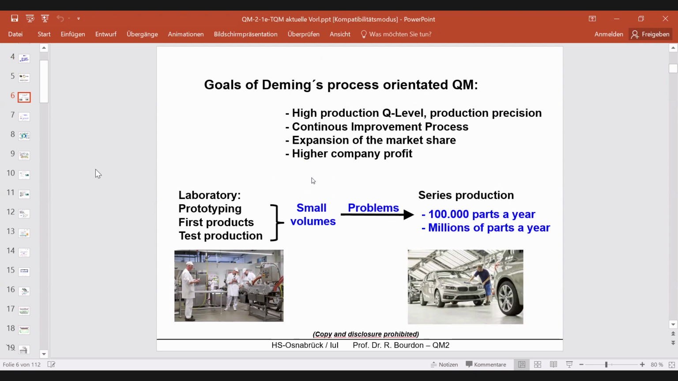What are the goals of Deming? The goal is a process-oriented quality management. This means, on the one hand, a high production quality level, a high production precision. This means not much variation, low variation. Without variation, it's not possible, but very low variation. This is the goal. Then a continuous improvement process, like I said before, expansion of the market share, so more projects at the company, and at last, higher profit of the company.